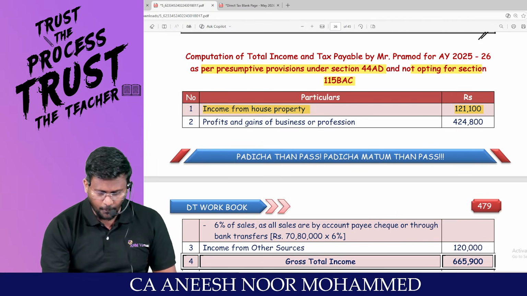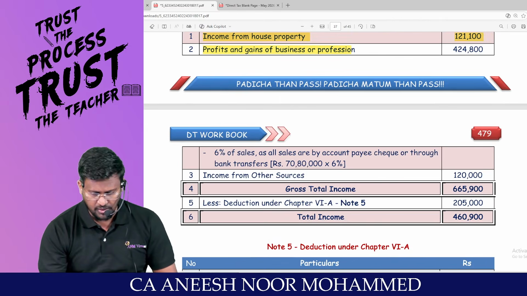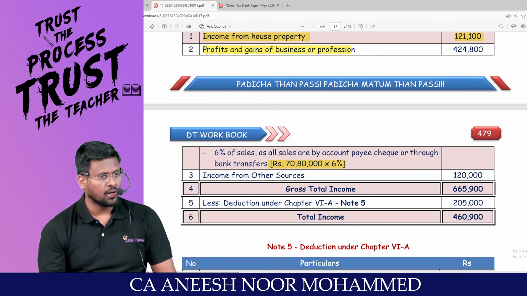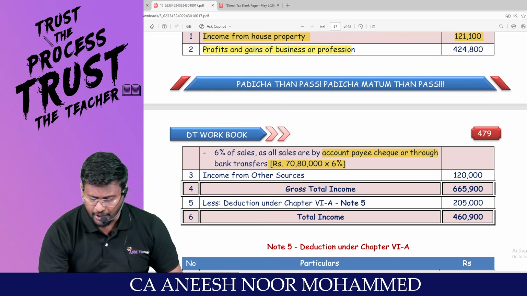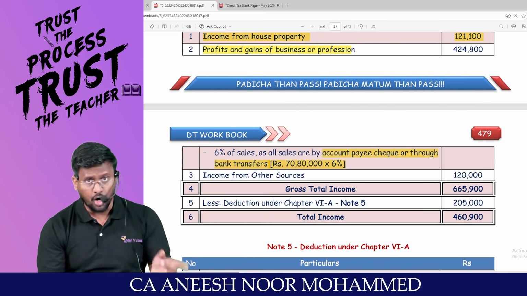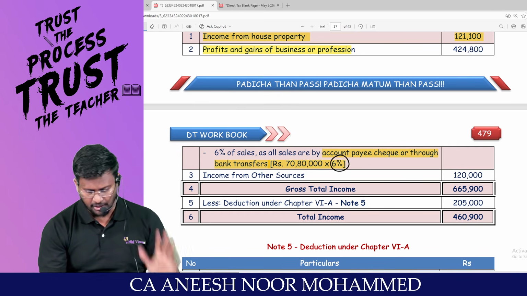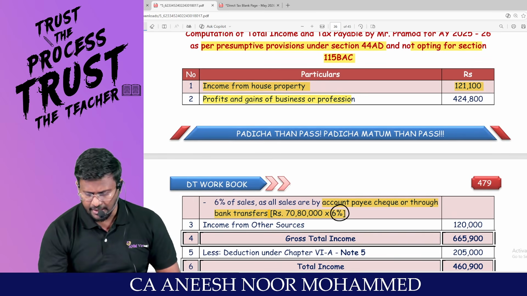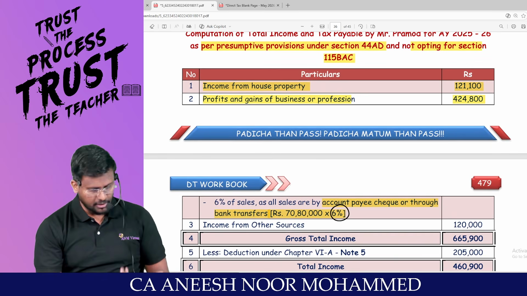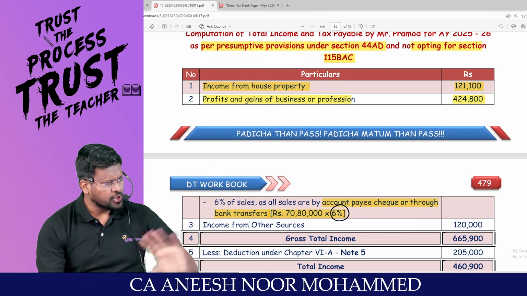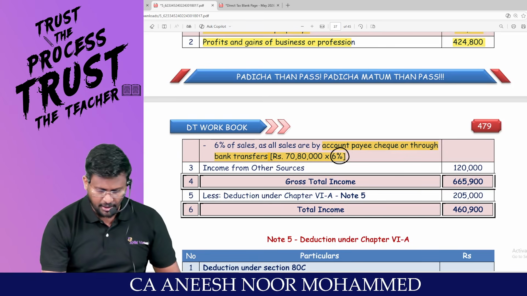The next one, the hero, PGBP. Yes, that's the hero. What is your gross receipts, my dear lovable students? 70,80,000. The question specifically said that all the receipts are account payee cheque or through account payee bank draft. So on that 70,80,000, you are liable to pay tax at the rate of 6%. So 70,80,000 into 6% comes to 4,24,800. Am I right? That's it. PGBP comes to an end. So we calculated the PGBP using the presumptive taxation route. Am I right?